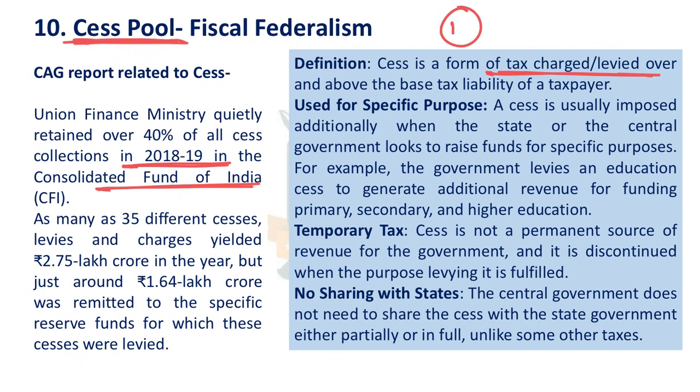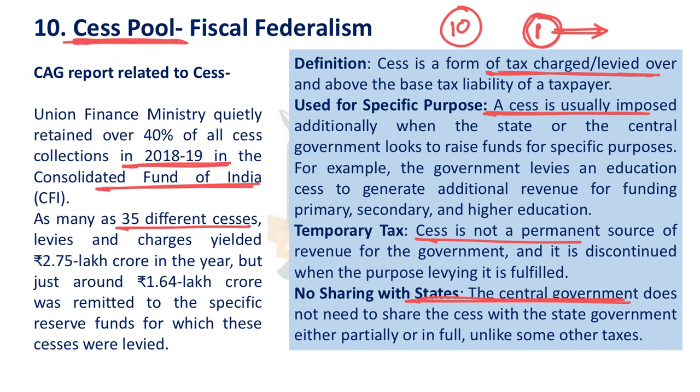Let's say on 10 lakh, if I pay 1 lakh rupees as the tax, I have to pay cess on this tax amount, that is on 1 lakh. So that is known as cess. This is used for a specific purpose. There's one more tax which is known as surcharge, that is used for any purpose, but cess is used for a specific purpose. This is temporary. These are not shared by the central government with the states.